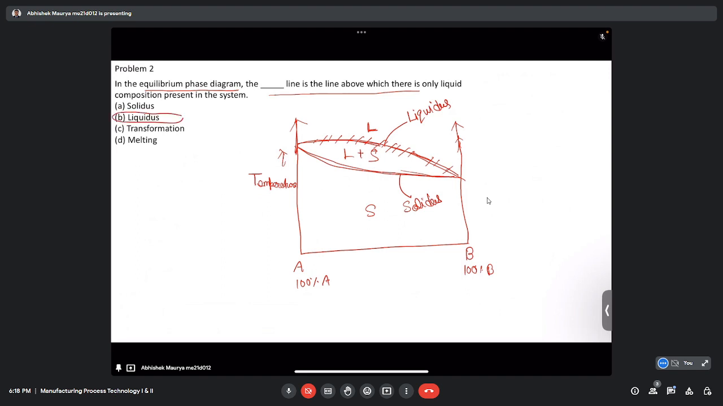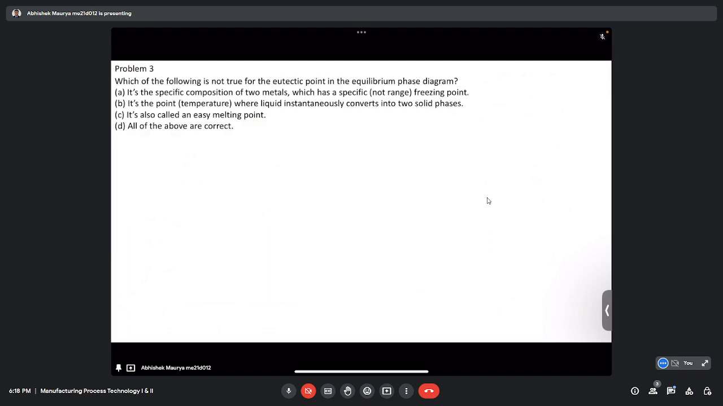So let's move to the next problem. Please read the question and try to answer it by yourself. After that I will discuss it. Please read the question and you can give your answer in the chat box. After that we will discuss it together.